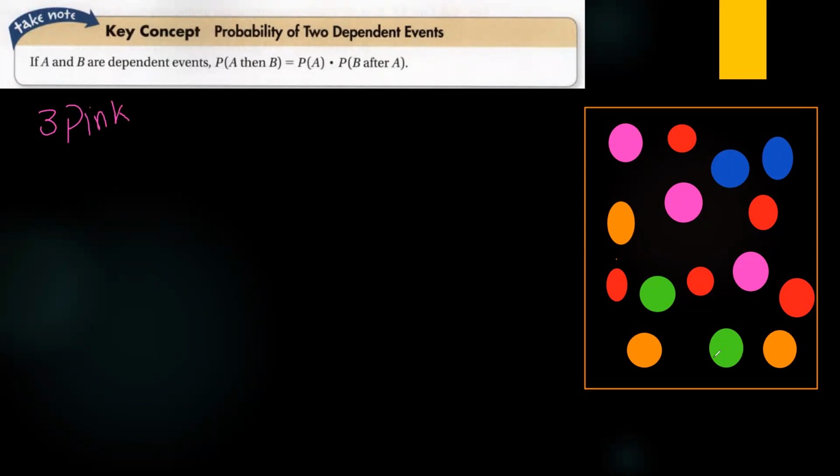How many red? 1, 2, 3, 4, 5. We have 5 red. How many green? 2 green. Bravo. And how many blue? 2 blue. And then what other colors do we have? Orange. How many orange do we have? 3 orange.